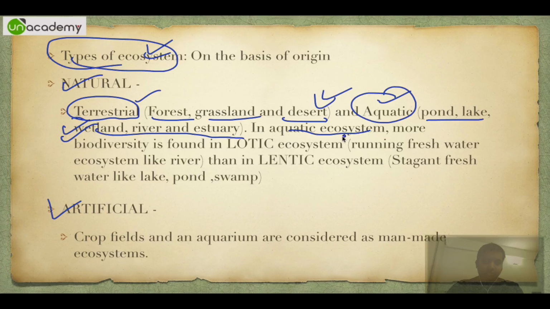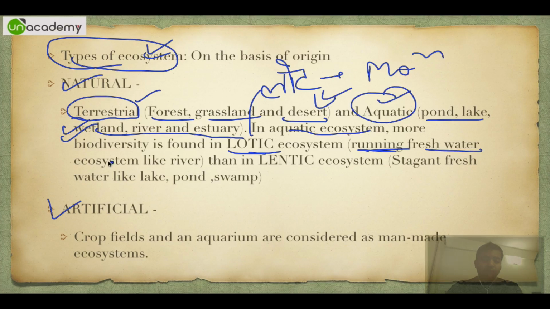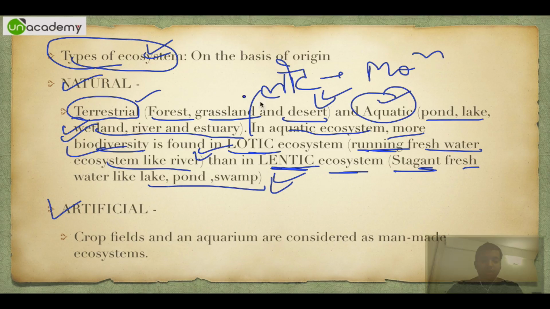Further, the aquatic systems can be of two types: lotic. Lotic means that which is in motion. So it includes running fresh water ecosystems like rivers. They have higher biodiversity than lentic. Lentic means stagnant fresh water like lake, pond and swamp. Is that understood? We will be talking in extreme detail. I know extreme details, I'll be sharing them with you if you want me to.